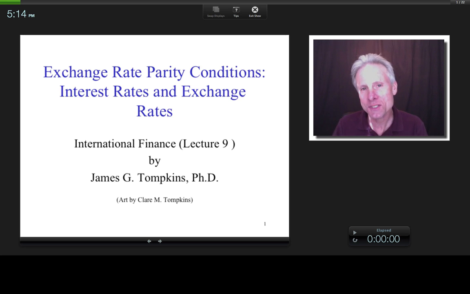And by the way, this is really part 2 of what is often termed exchange rate parity conditions. In Lecture 8 we talked about the inflation model, and let me stress, it will be a whole lot easier to understand this lecture if you've already gone through Lecture 8. So I strongly encourage you to listen to Lecture 8 first if you haven't already done so.